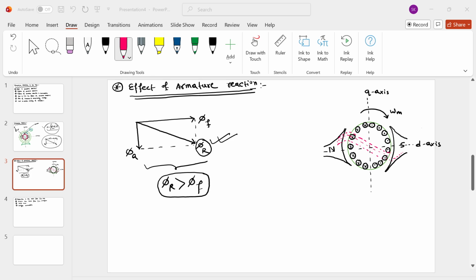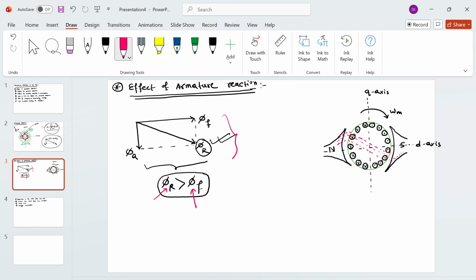Hello everyone. In this video, we are going to discuss the effect of armature reaction in a DC machine. In the previous video, we saw that the nature of the armature reaction in a DC machine is cross-magnetizing, and from the phasor diagram, it seems like the resultant flux, phi r, has increased and is more than phi f. But that is actually not true, because of the saturation of the magnetic material.